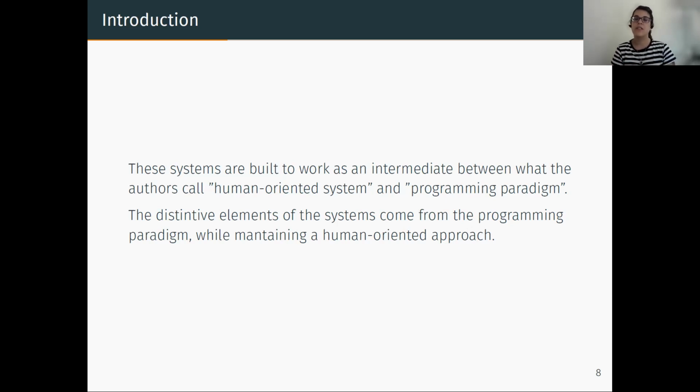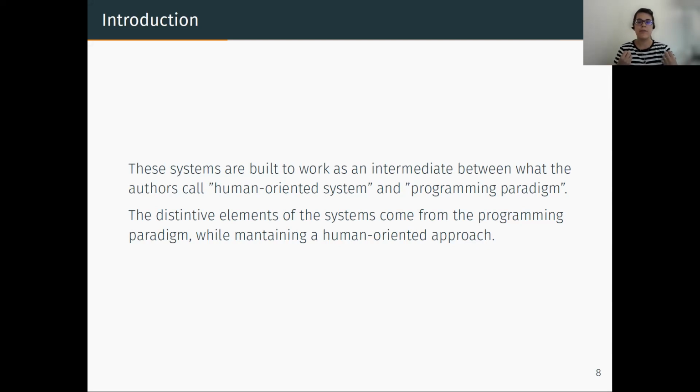Human-oriented systems are proof systems that are easy for a human to read and understand, where you can see what is happening. Of course, sequent calculus and natural deduction are all human-oriented. In the programming paradigm, this is not the main focus. The focus is for the program to be efficient, and those types of things. Since they are looking for a system that works as an intermediate between these two ideas, some of the distinctive elements of the system come from the programming paradigm.